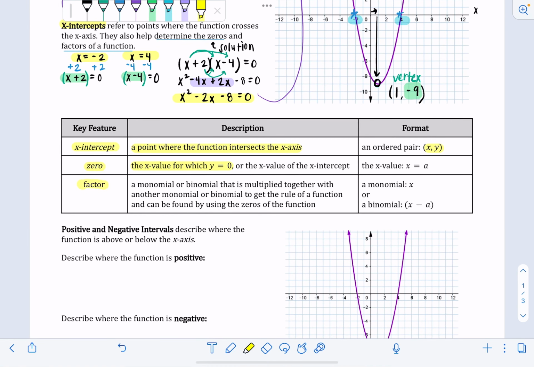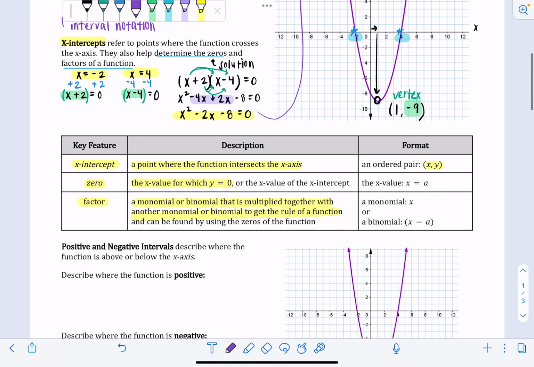And then the last one, a factor. This is pretty wordy, so if you want to paraphrase it, I totally get it. But it's a monomial or a binomial that is multiplied together with another monomial or binomial to get the rule for a function, and it can be found by using the zeros. So that's exactly what we did in this whole section.